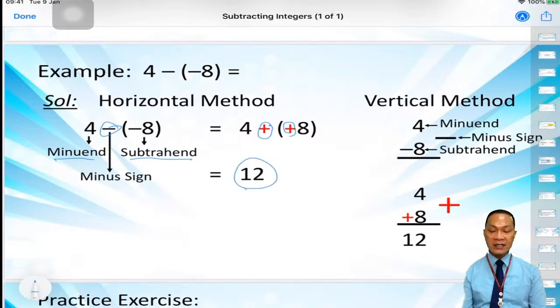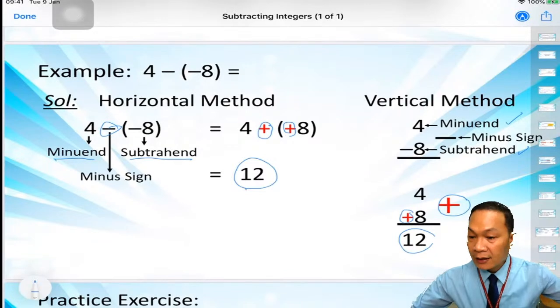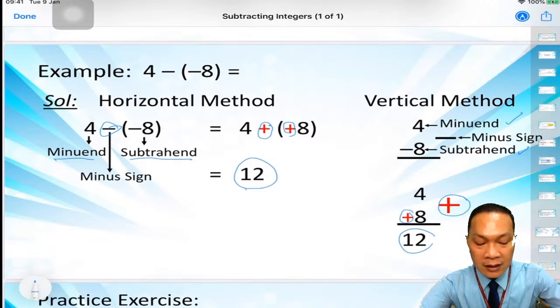So if we have the vertical method, the first number here is called the minuend, the second part is called the subtrahend, and then you have to add the additive inverse of negative 8, which is positive 8, and then you will get 12 or positive 12. Alright. Okay. Very good. Very good answers. All answers are correct.